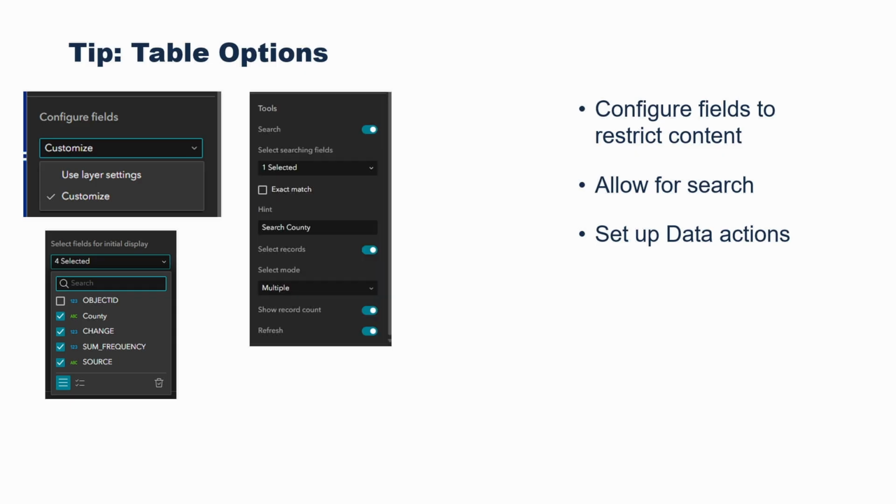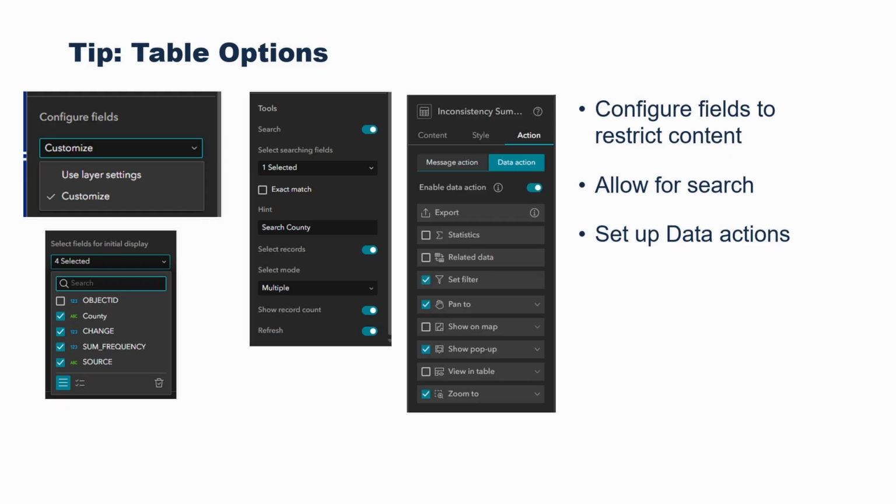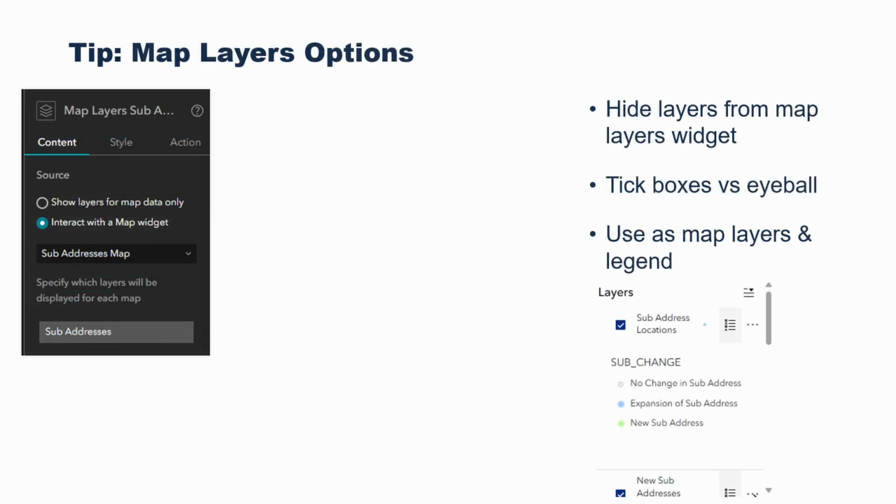Something else that we've applied for all of these tables in this experience is the search. So you can have it search for one field or multiple fields. We use it to search for county fields. Something else is the select records and show record count. Those can be really helpful, especially if you have interactivity where you can click something, you can know what is selected or how many are selected and how many records are in your table to begin with. Data actions, if you would like export options, you can toggle this enable data action, as well as set up these other data pieces.